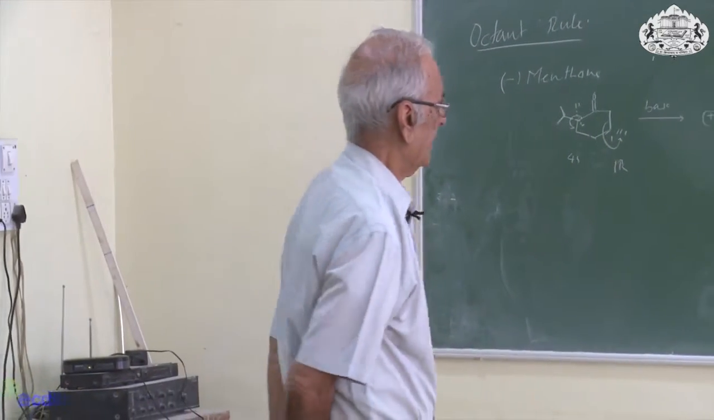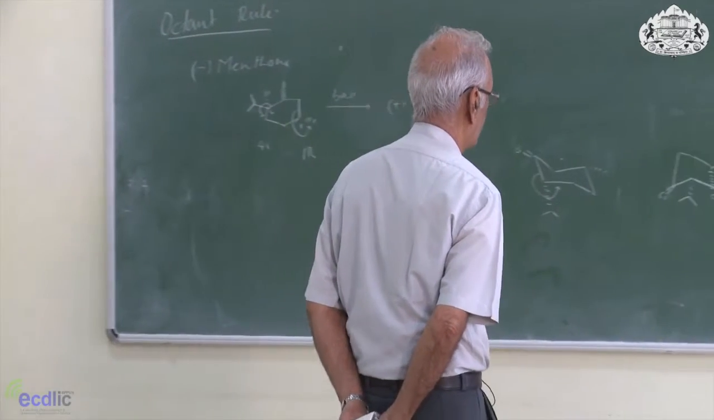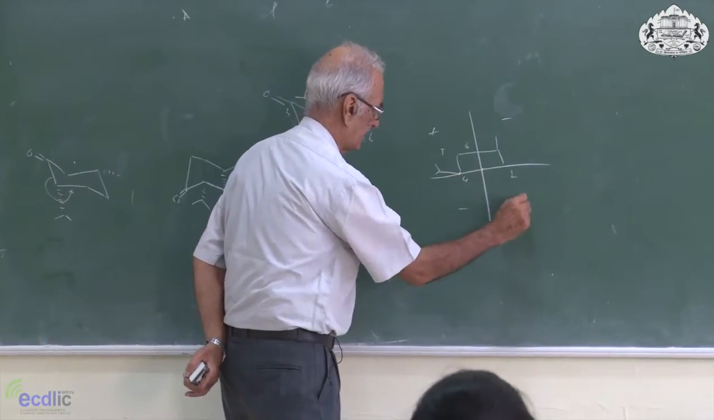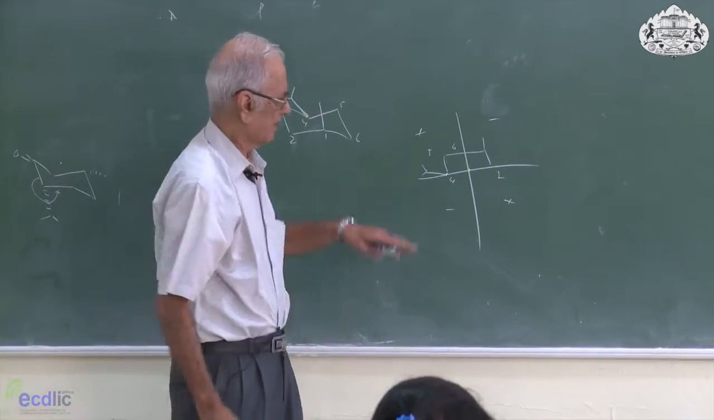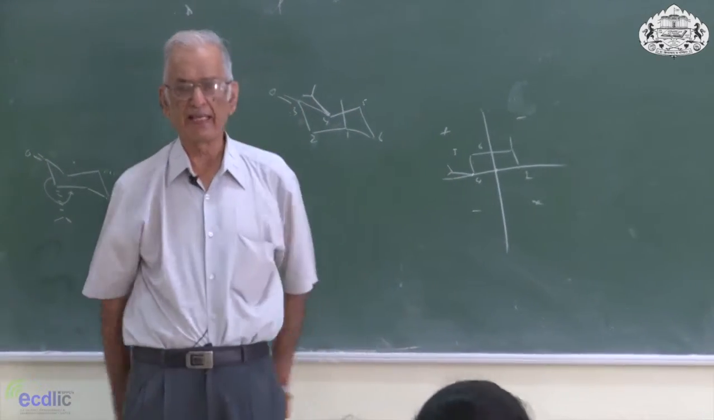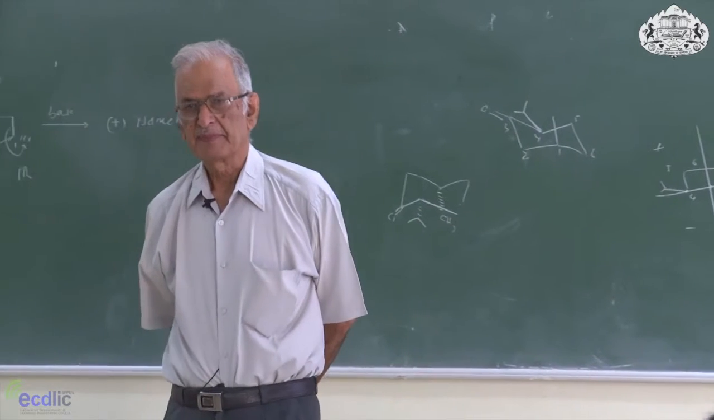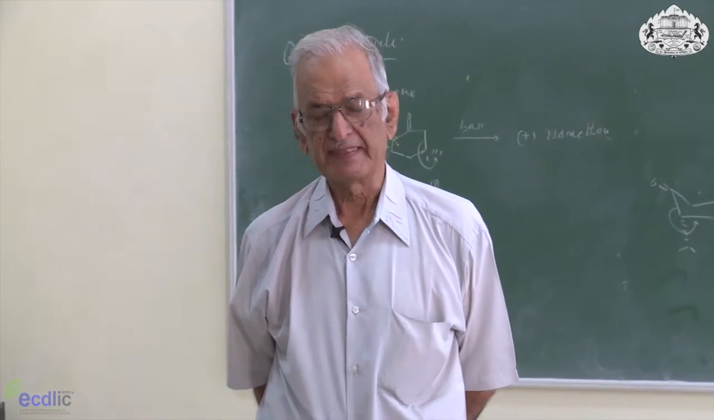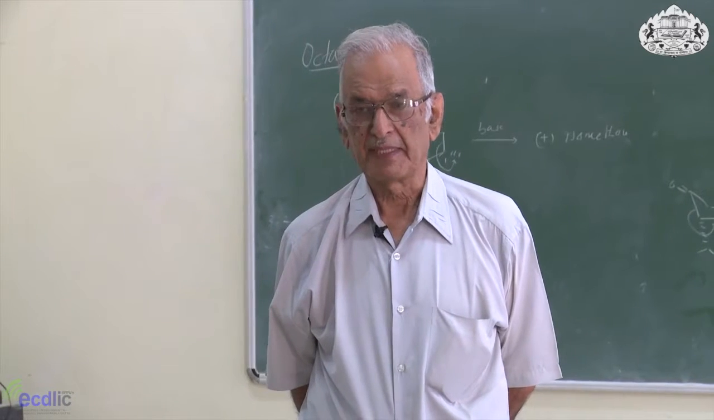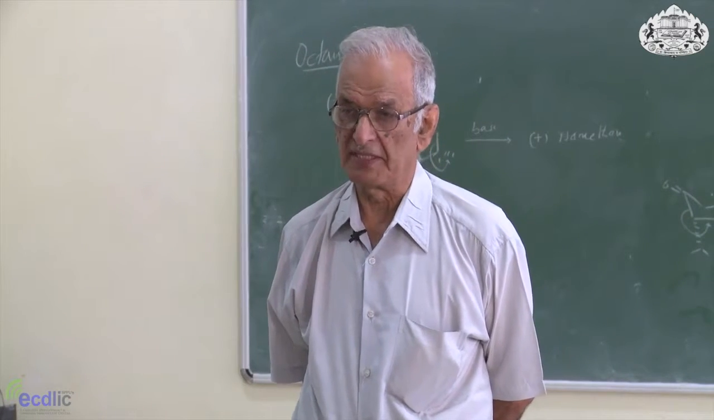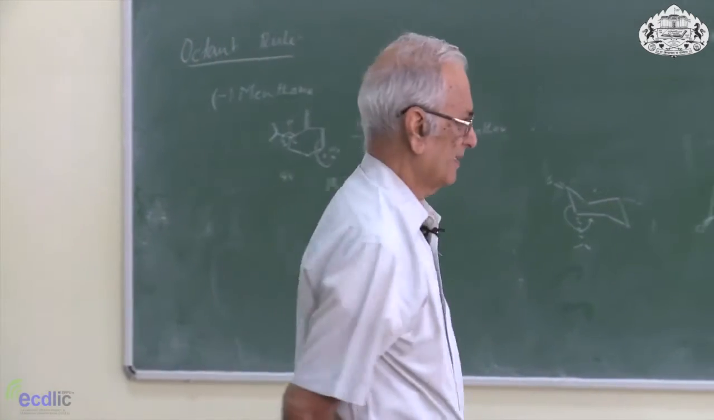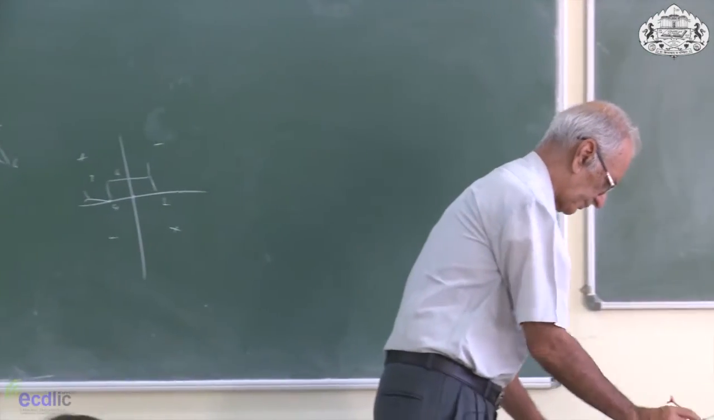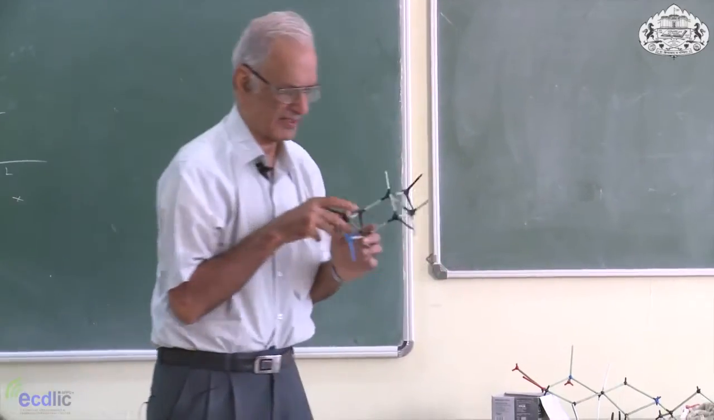What was the expected sign of the Cotton effect? Since these are negative and these are positive, and this is lying almost on the plane, the expected sign for this conformation would be a negative Cotton effect, but the observed Cotton effect is positive. Okay. So let's show this process.